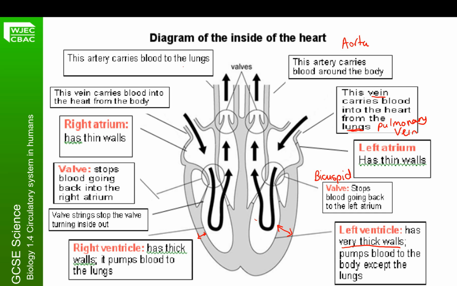We've then got this artery carries blood to the lungs. So if it's going to the lungs and it's an artery, we know it's the pulmonary artery. This vein carries blood into the heart from the body, and it's called a vena cava. It's looking nice and neat here because it's just one tube coming in, but the reality is it's several tubes. The right atrium has thin walls just like the left atrium. The atria are much smaller.